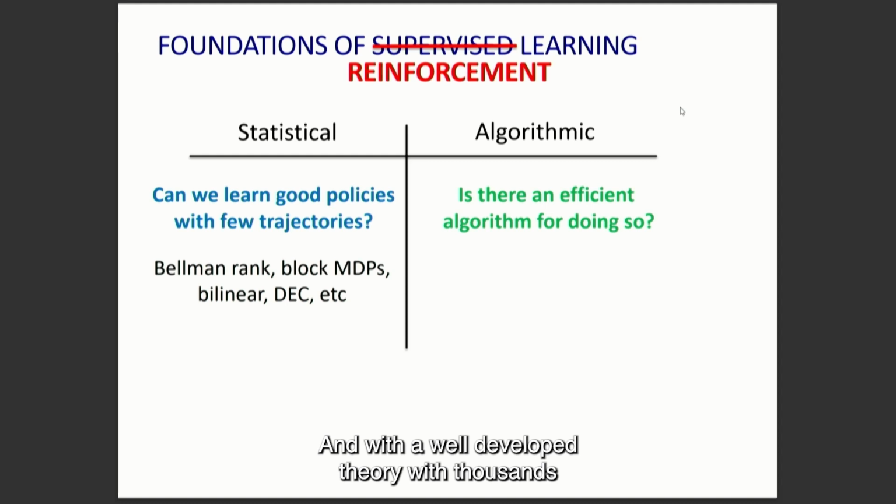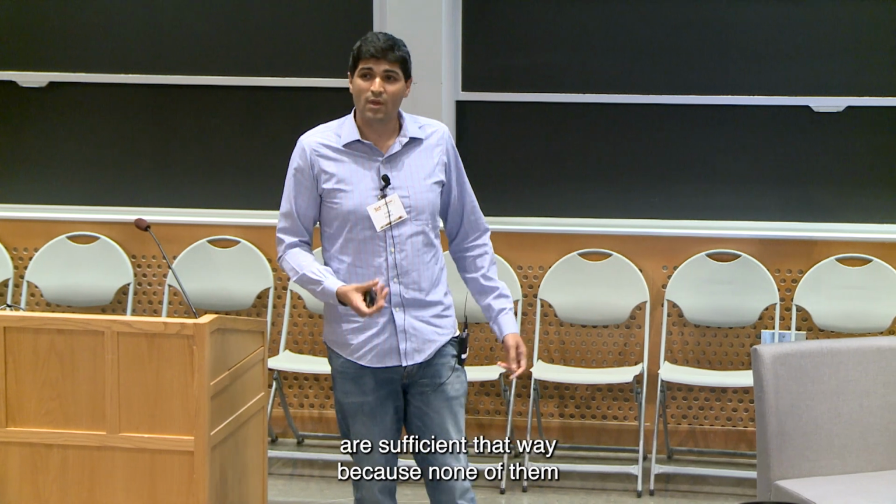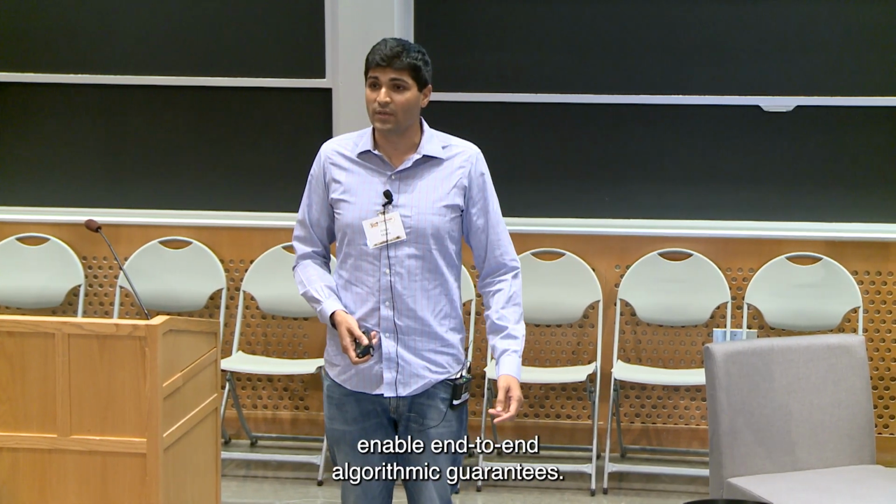And we have a well-developed theory with thousands of papers. We have things like Bellman rank, block MDPs, bilinear MDPs, decision estimation coefficients. These are all working towards the most general possible setting where it's possible to statistically learn. But what about the algorithmic side? I claim that none of these models are sufficient that way because none of them enable end-to-end algorithmic guarantees.